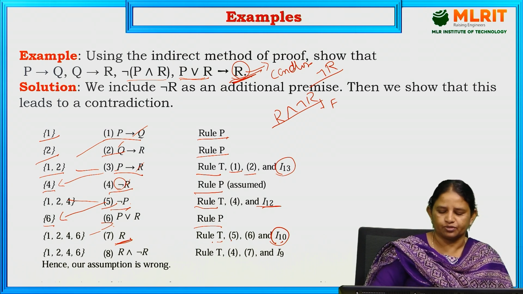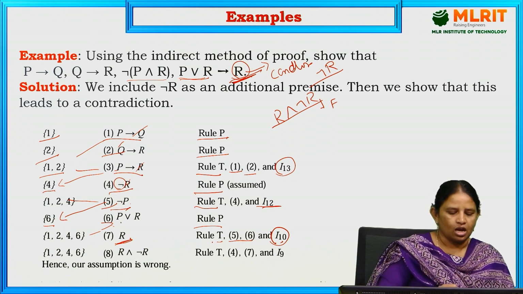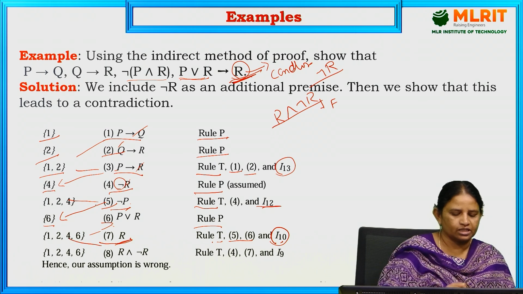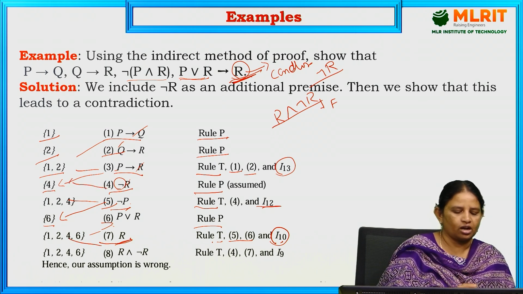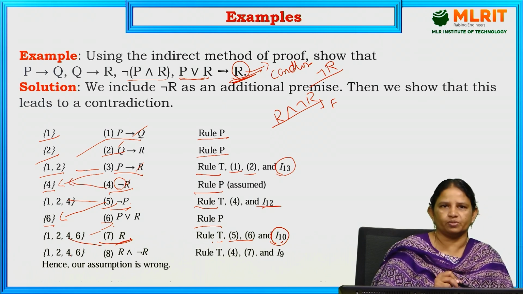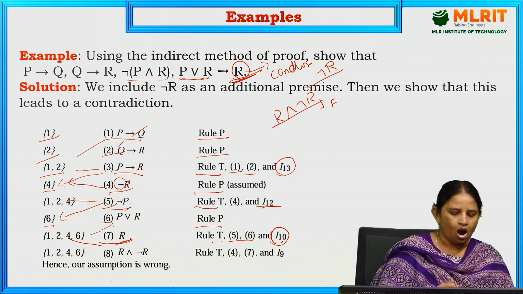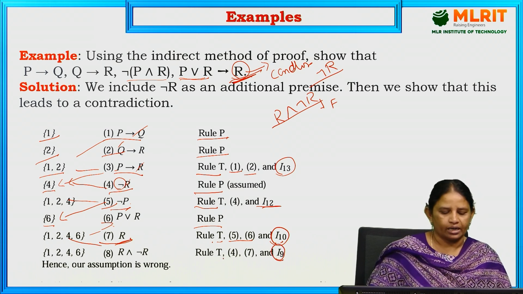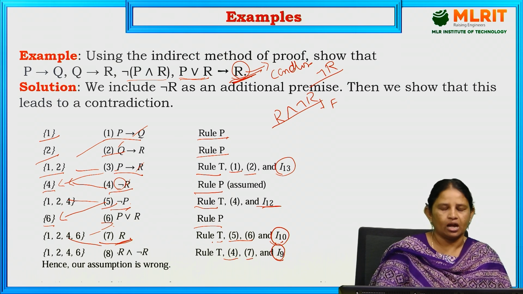For 5 and 6 we have to apply the implication. So R is derived from step number 1 to 4, 6. Then negation R is derived from 4. The common set of premises are 1 to 4, 6. R and negation R are combined according to the implication number 9. And then step number 4 and 7, R and negation R is the conclusion.